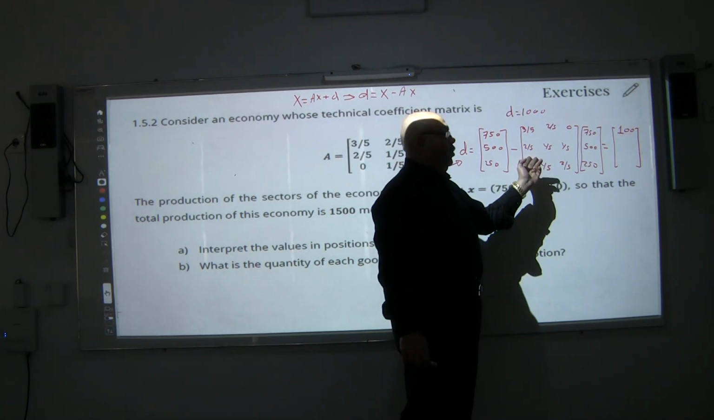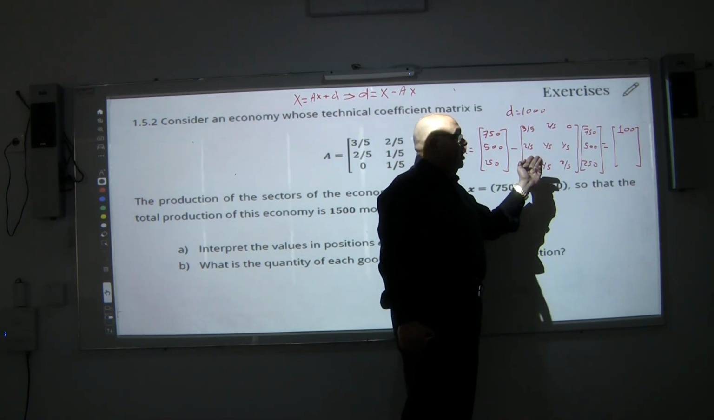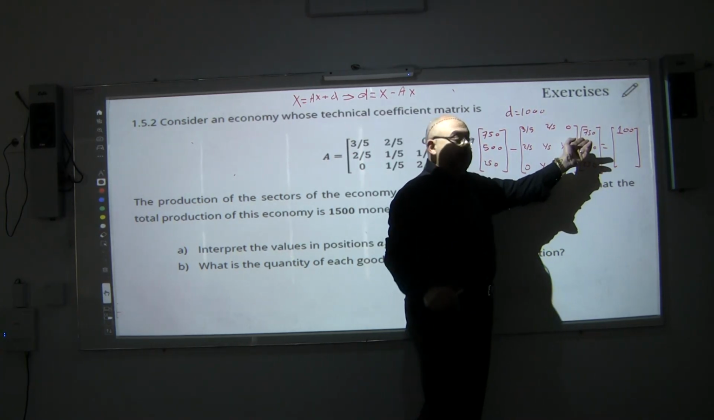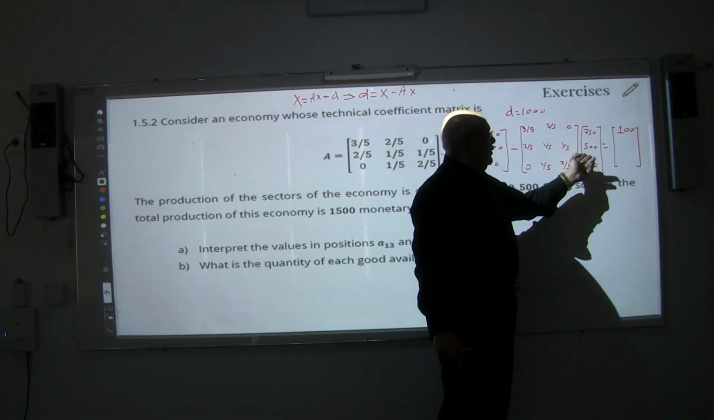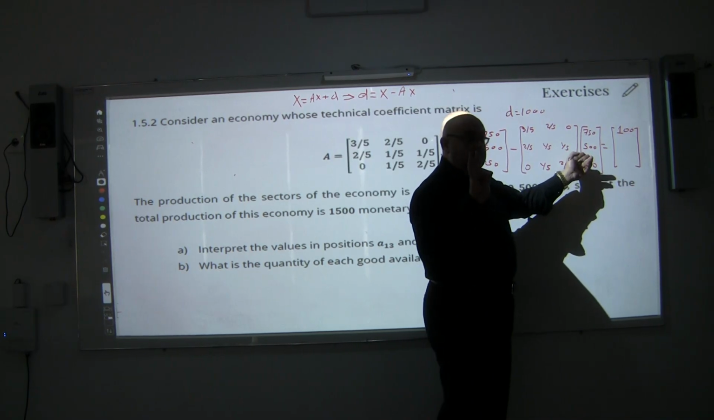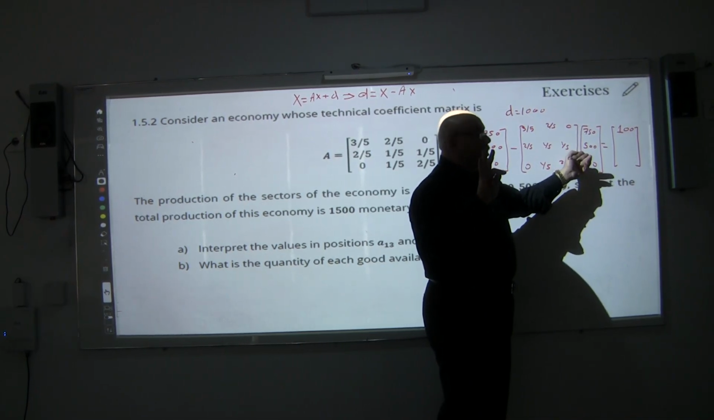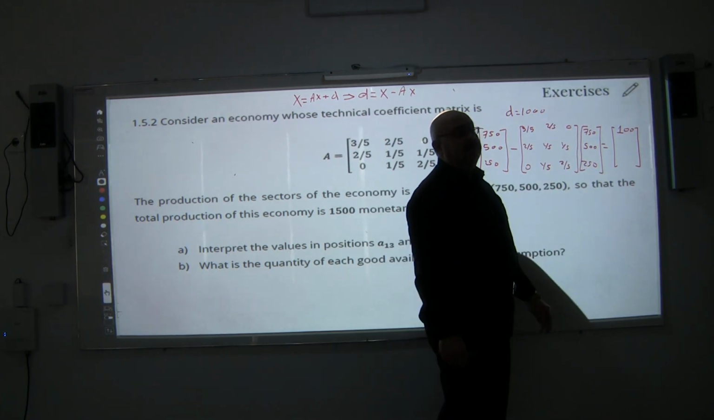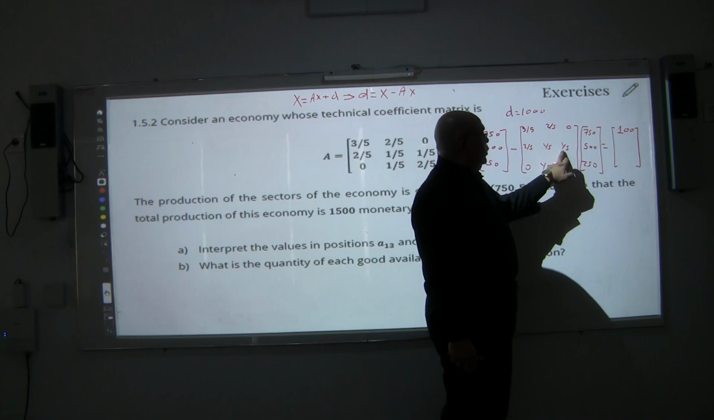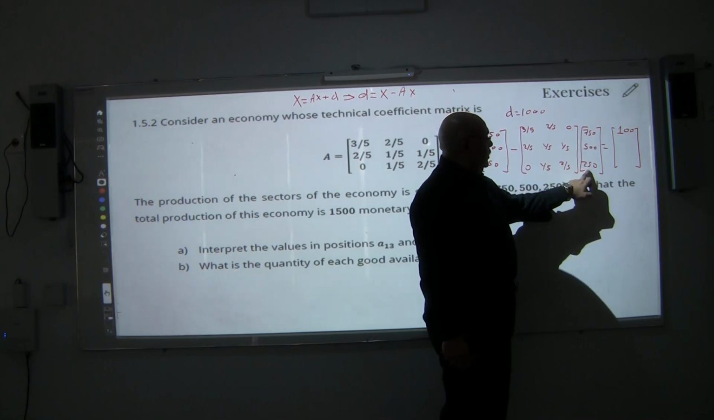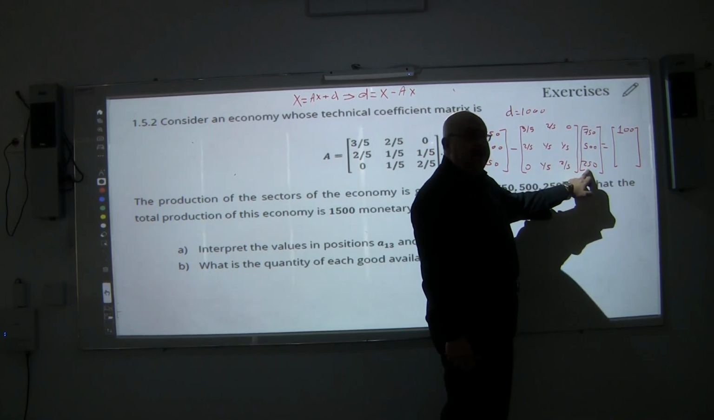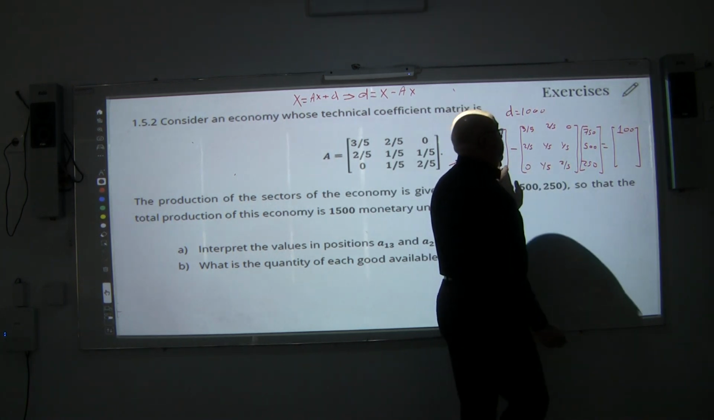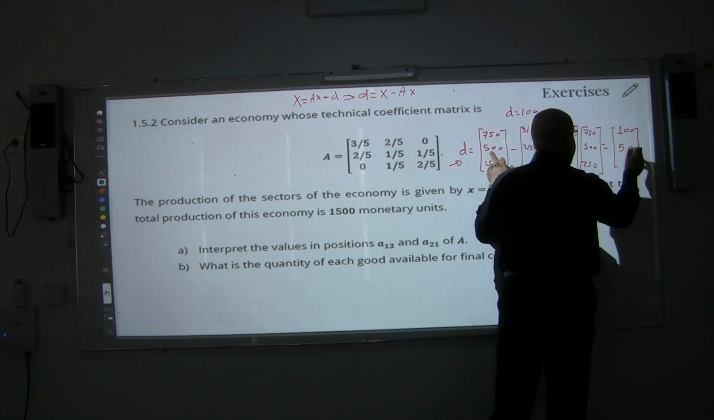I will do it once more for the second row. 2 over 5 times 750 is gonna be 300. 1 over 5 times 500, it's gonna be 100, plus 300 makes 400. 1 over 5 times 250 is gonna be 50. So the total will be 450, out of 500, so the remaining will be 50.